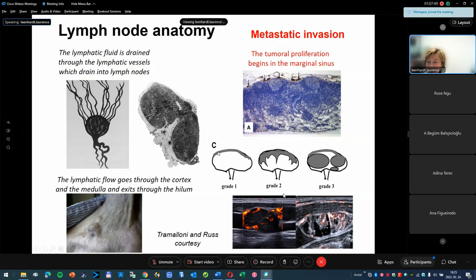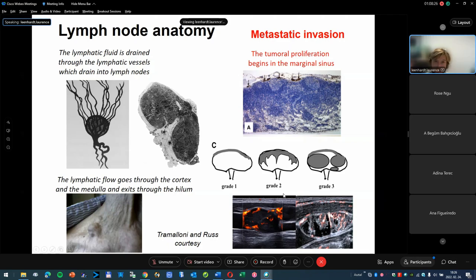So the first step of the invasion is grade 1, and you can see only a single Doppler signal in the periphery of the lymph node, and then grade 2, and then grade 3, where the hilum is destroyed and you see anarchic vascularization, such as in this picture where you see the peripheral flow. Here it's a grade 2, and then here it's a grade 3 with peripheral but also Doppler flow inside the lymph node.